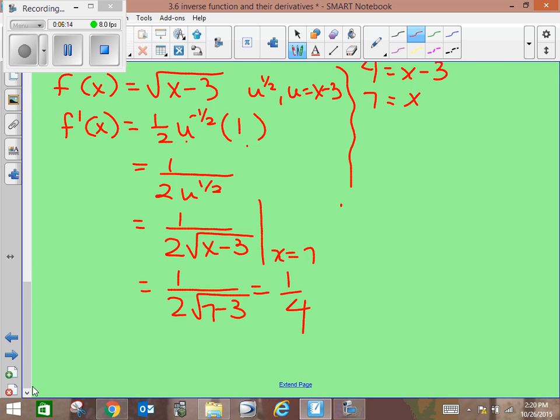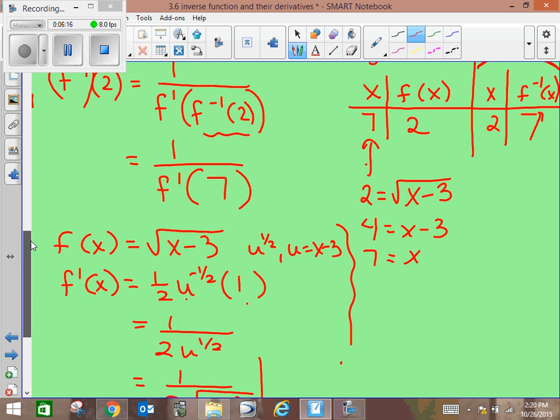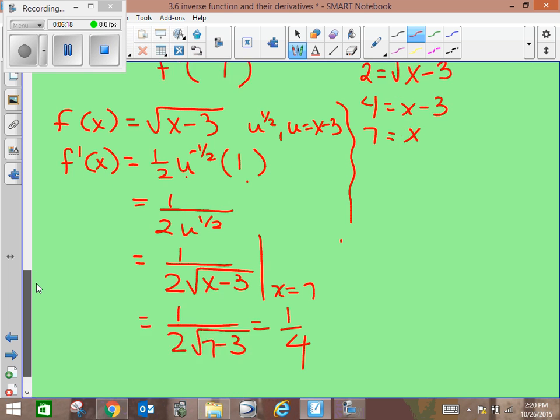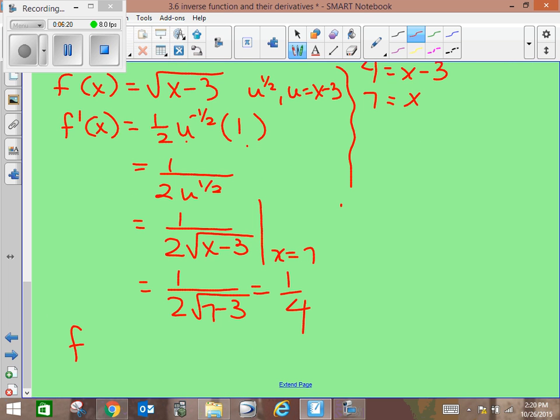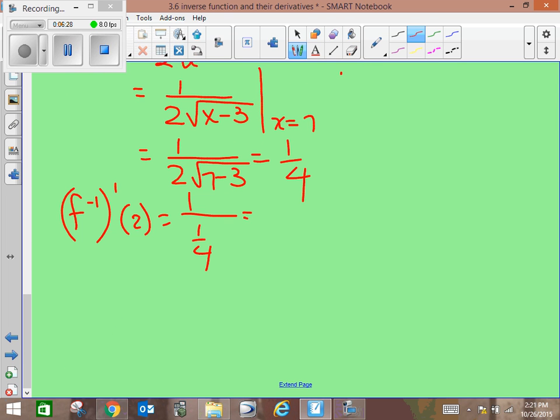Okay. That's the 1. All right, and now remember we got to take it back up here. So f inverse at 2 was 1 over 1/4, which gives us the 4 that we knew we were supposed to end up with. I know that's like, oh my God, I just blew my brain here.